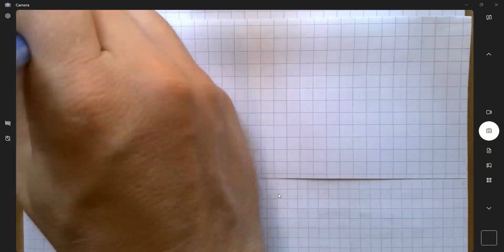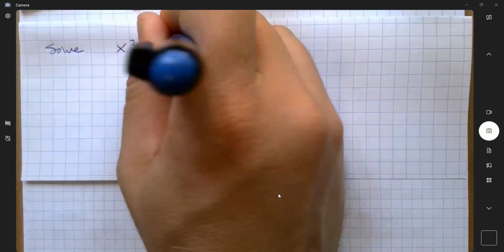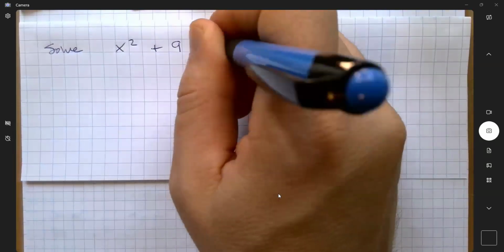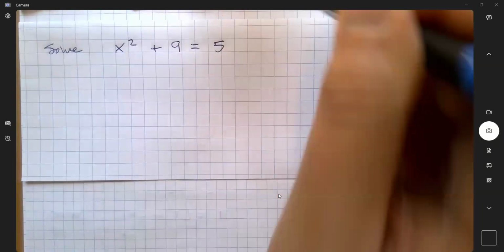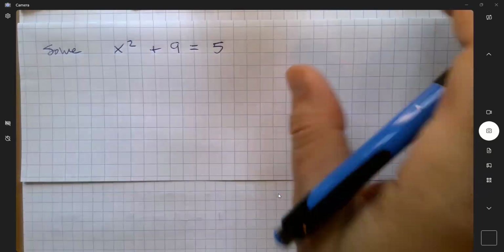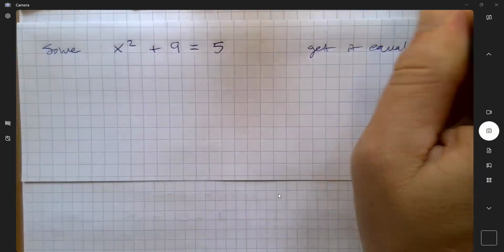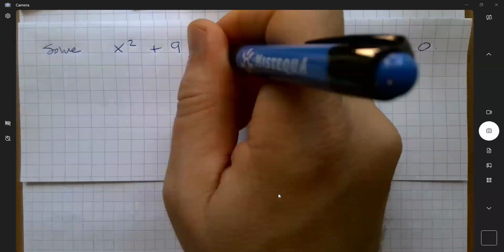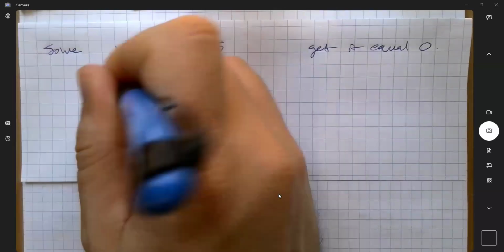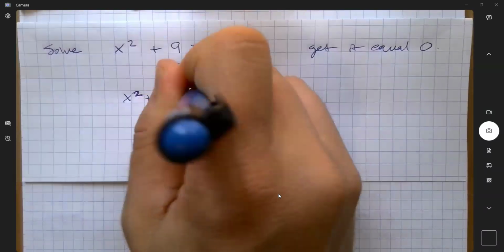Let's try to solve x squared plus 9 equals 5. And I say, okay, well, that's not going to work. It's not equal to 0. So let's get it equal to 0. So subtract 5 from both sides, and I get x squared plus 4 equals 0.